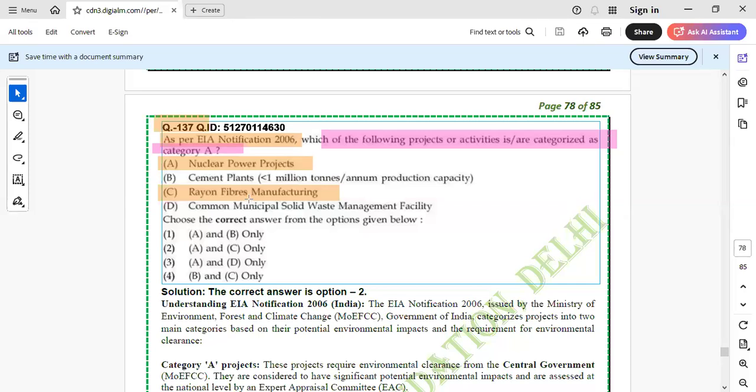Ma'am has shared that document with you, from where this question has been taken, right? Common municipal solid waste management facility is not in category A. But if the cement production is more than 1 million tons, then it becomes category A, right? But here it is less, that's why this option is wrong. And the correct answer for this question is basically 2, where A and C are there. You will see the explanation why A and C. So the correct answer is A and C only, right?